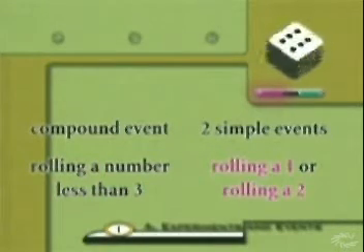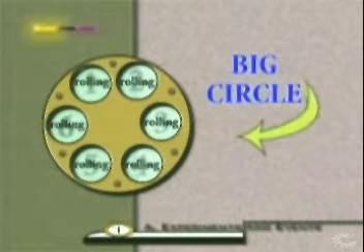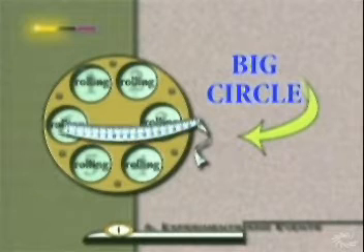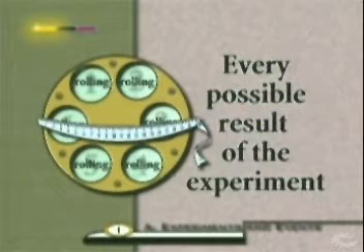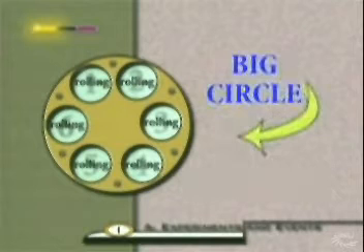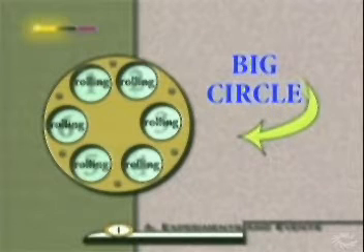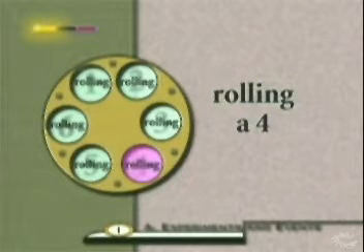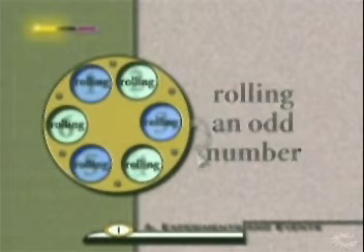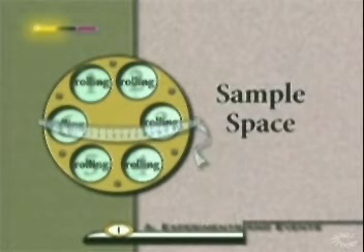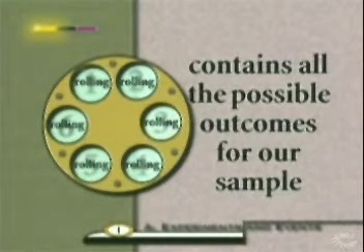If we look at all the possible events as being contained in a two-dimensional shape, say a circle, then the area of this circle encompasses every possible result the experiment may have. Inside the big circle are all of the other events, such as our event of rolling a 4 or rolling an odd number. This big circle is called the sample space because it contains all the possible outcomes for our sample. In case you're lost, here's a map, a compass, and a quick review to help you catch up.